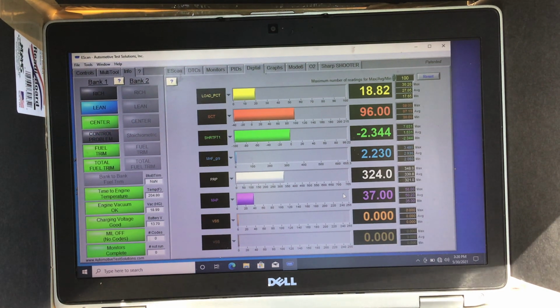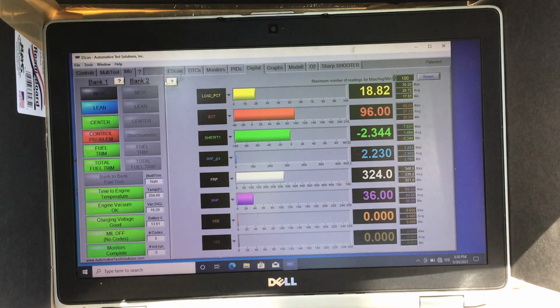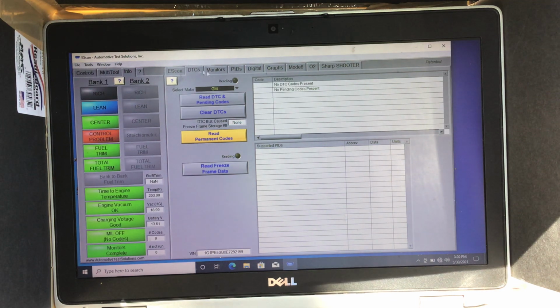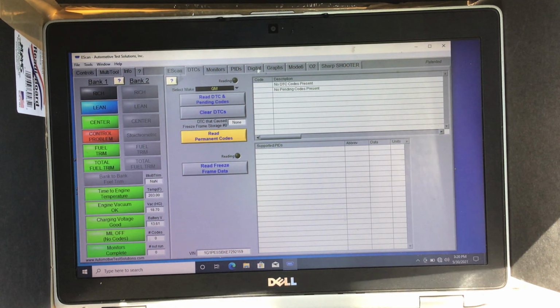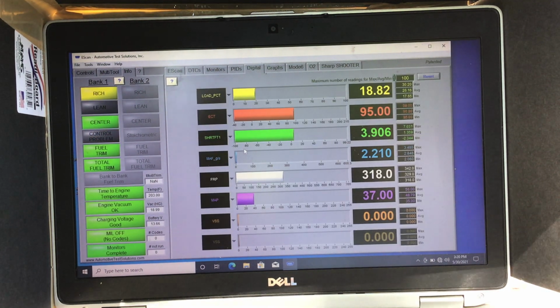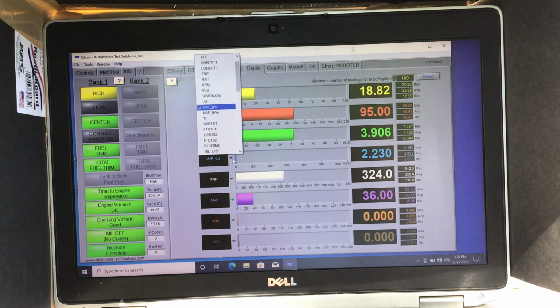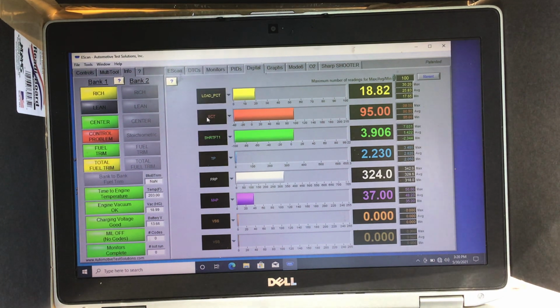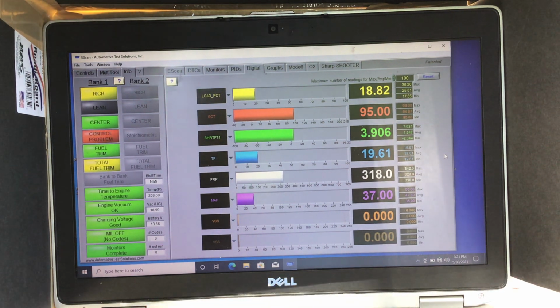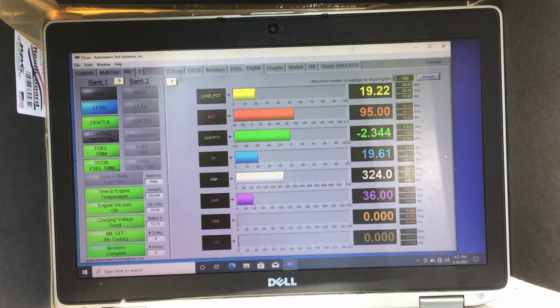It says we have a control problem. Let me go and look for any codes here. DTCs. No codes. We're code free. Get back to digital. Okay, so we're looking at airflow. Let's look at the TP. Okay, we're 19.61. That's where our throttle is. That's an angle or percent. This is a drive-by-wire. This does not have a cabled throttle.